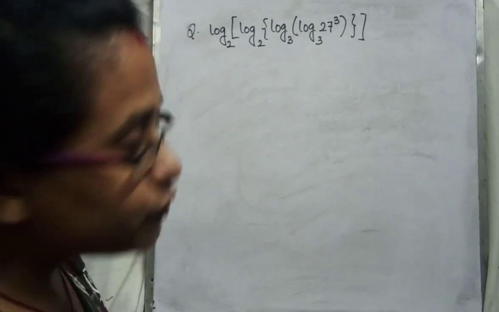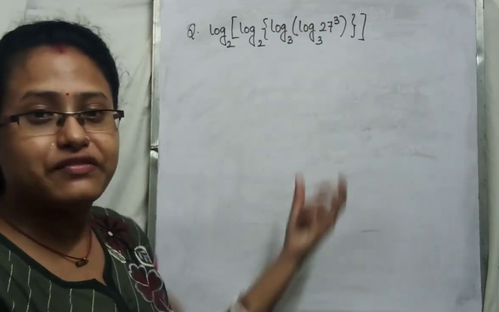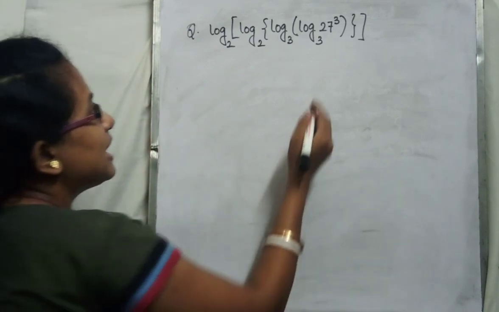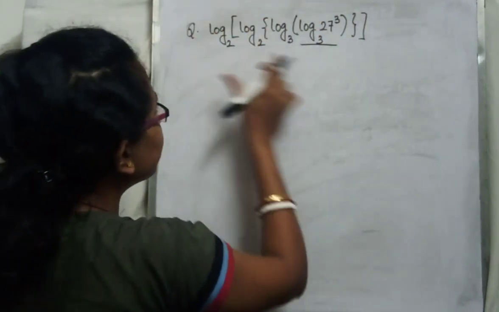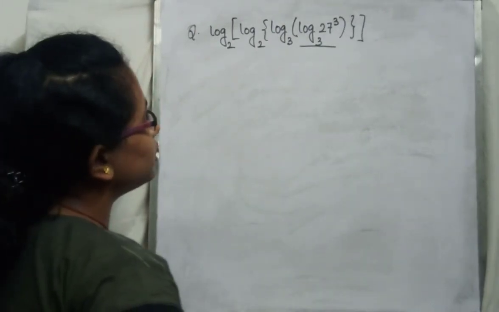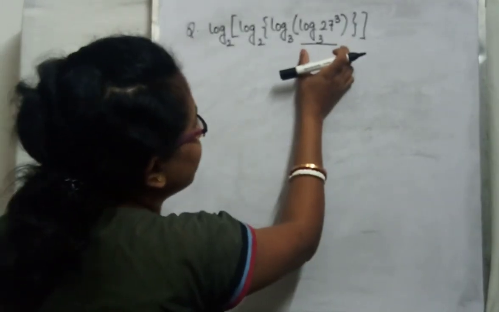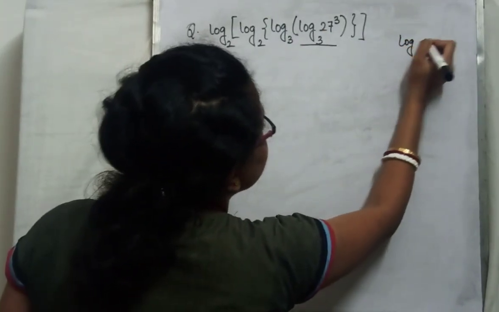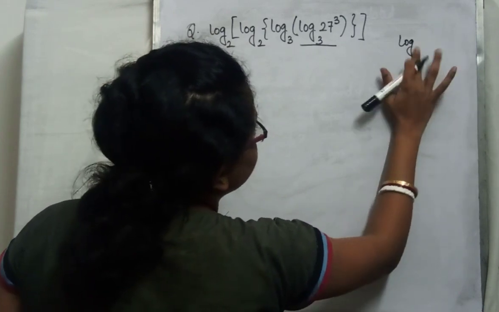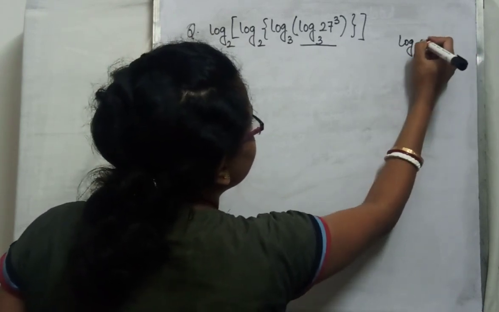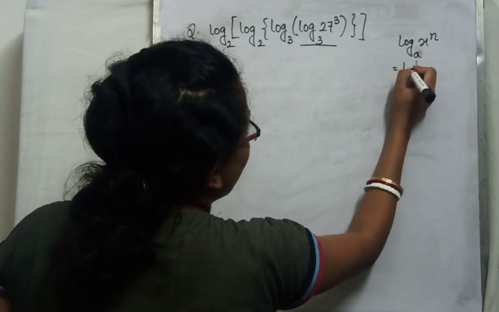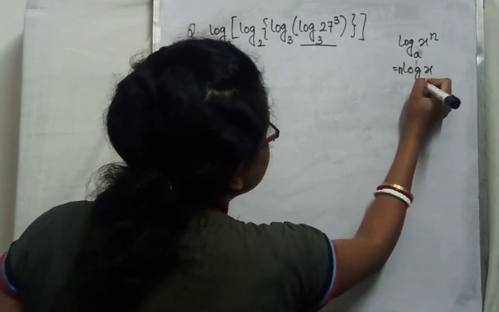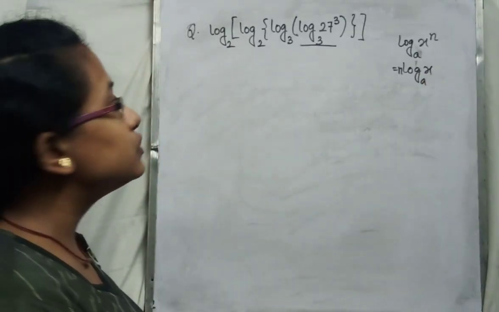Okay, so from this math you have to find out its value. First you have to concentrate in this, because all together you can't make out its value. So you have to concentrate only in here. You should use this formula: log x to the power n equals n log x.